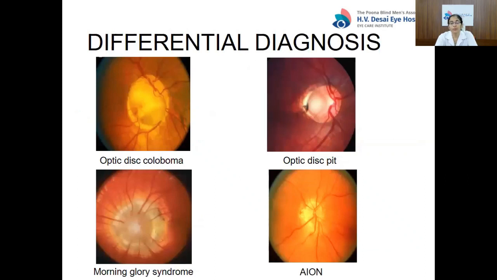Some developmental anomalies can be confused with glaucomatous atrophy, like the optic disc coloboma, morning glory syndrome, and optic pit, and other acquired conditions like ischemic optic neuropathy.